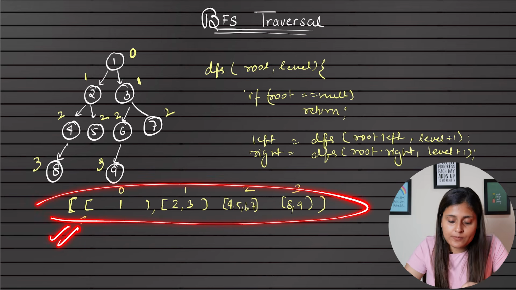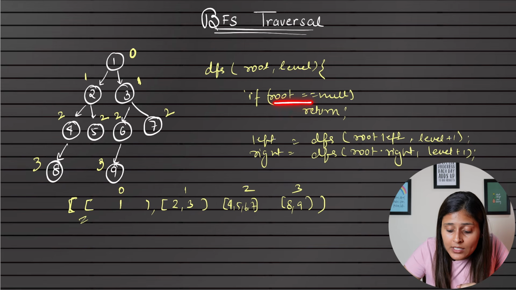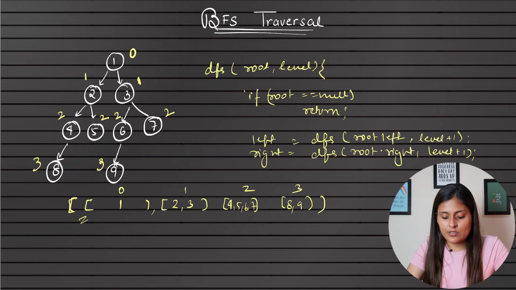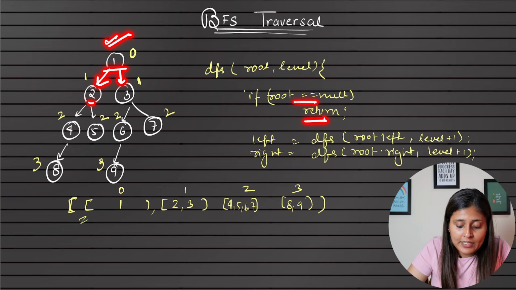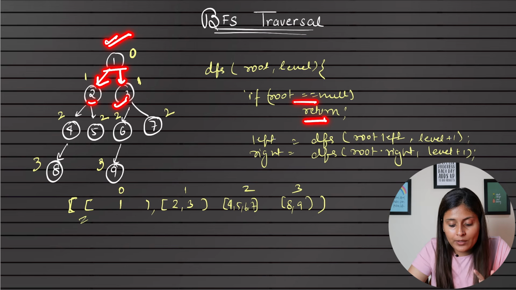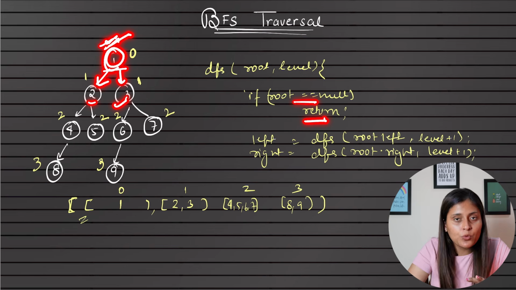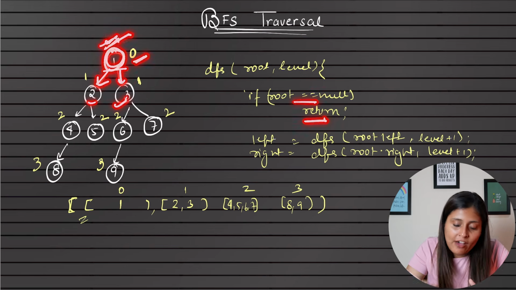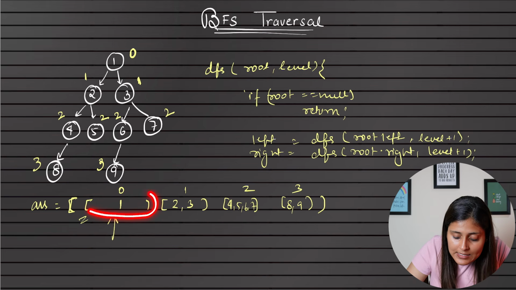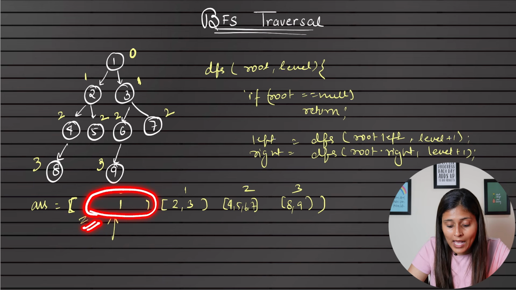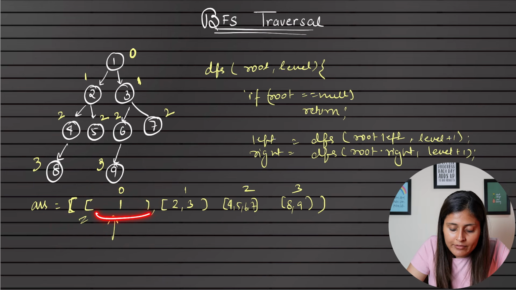How to print this? Can I say after the null check, before calling for left or right, you can do either way. Here I am, and I have checked that I am not null. So if I am not null, before going for the left and right call, why not do one thing? Save my value, because I have the level and I have my value also, correct? So whatever this is, let's say answer. So in answer's ith index, can I say level 0?